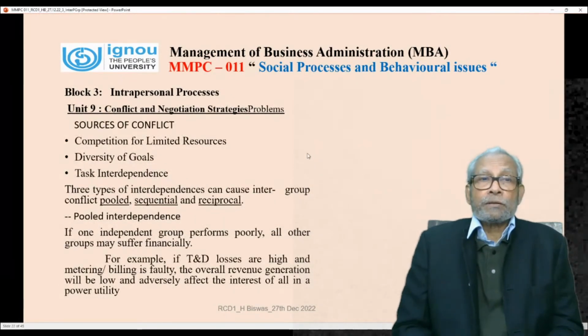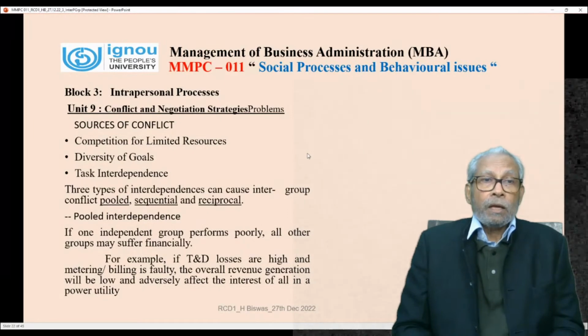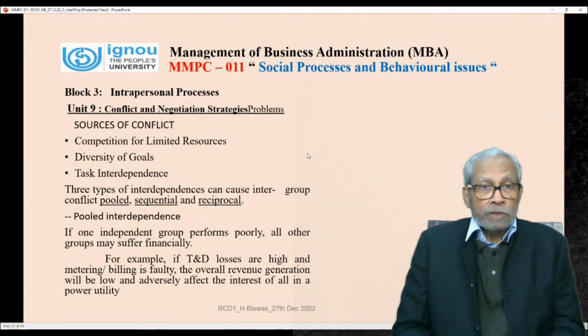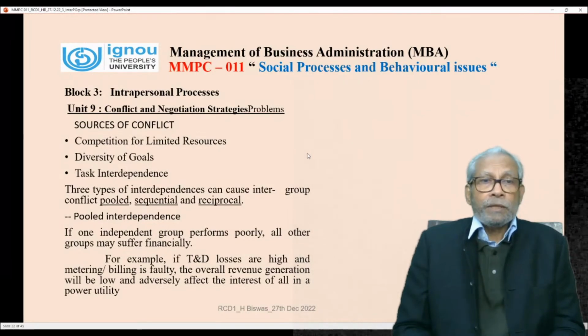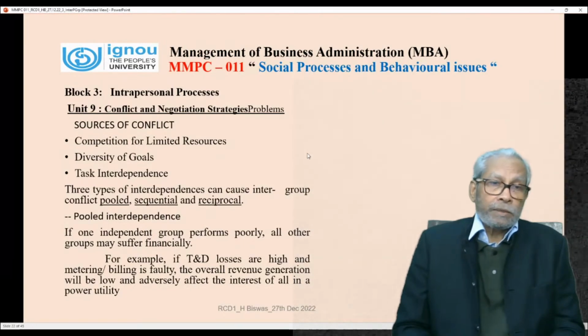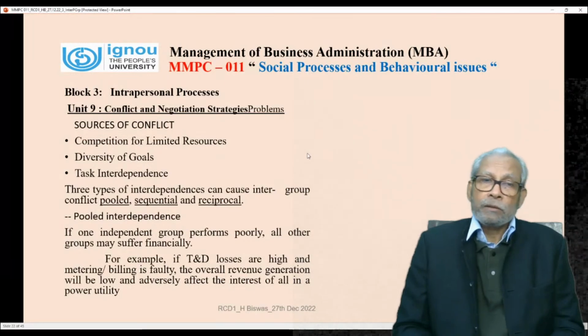Now, sources of conflict. One is competition for limited resources. Diversity of goals is another source of conflict, as is task interdependency. Three types of interdependency can cause intergroup conflict: pooled, sequential, and reciprocal. So, pooled interdependency: basically, if one independent group performs poorly, all other groups may suffer financially.